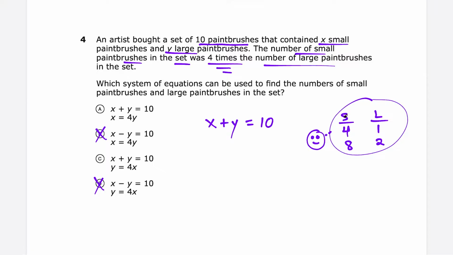That if x represents the number of small paintbrushes and y represents the number of large paintbrushes, the relationship between x and y is that x is equal to 4 times y. That I would have to multiply my y values. We'll make this a little neater. I would have to multiply my y values by 4 to get my x values. Okay, so that's why x equals 4y, and choice A would be our answer.